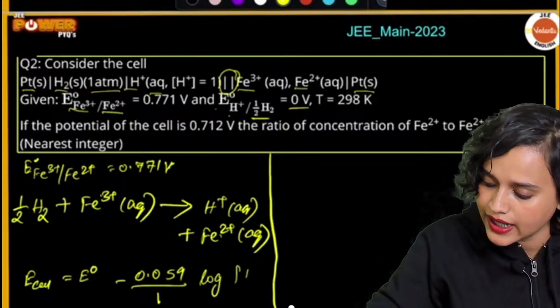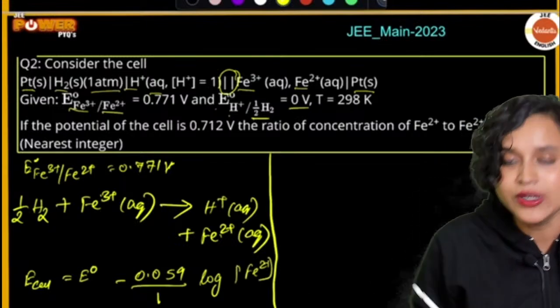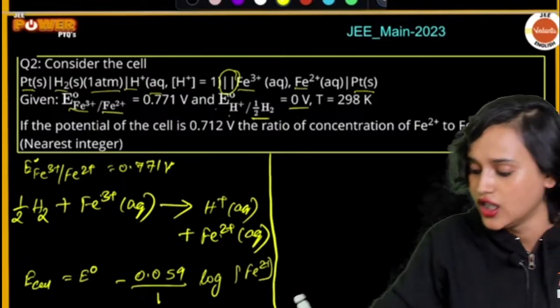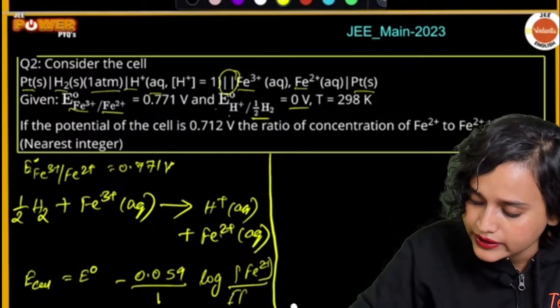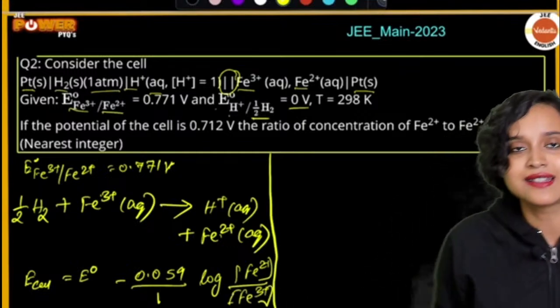So the product is Fe2 plus. Do we have any stoichiometric coefficient? None. Divided by Fe3 plus. That's it. Okay.